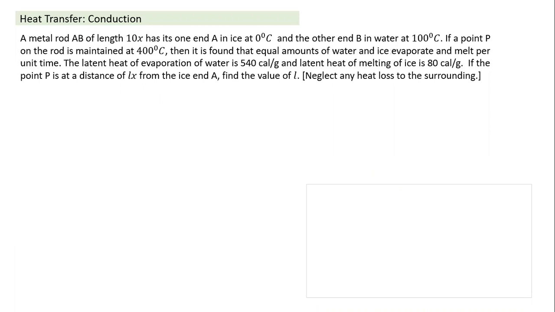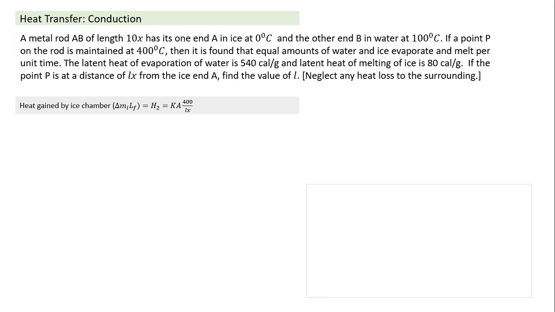Okay. Next question is something like this. A metal rod of length 10x has one end in ice at 0 degrees and the other end in water at 100 degrees. And there is a point P on the rod which is maintained at 400 degrees. And it is found that equal amounts of water evaporates and ice melts per unit time. And later it is given.